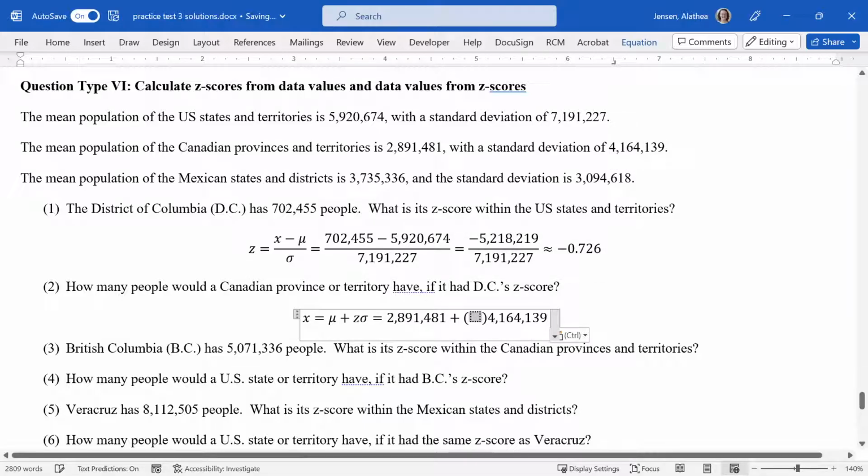And then the z value that I'm going to put in front of my sigma is going to be the one from the last problem, the one for the DC territory.